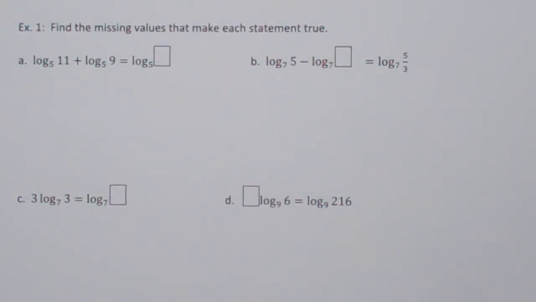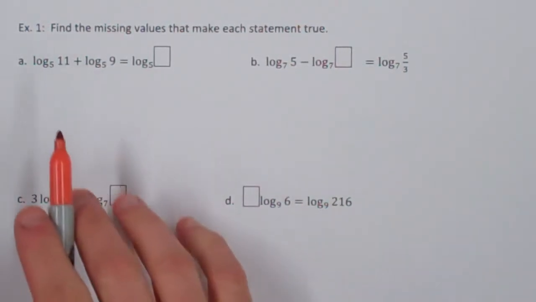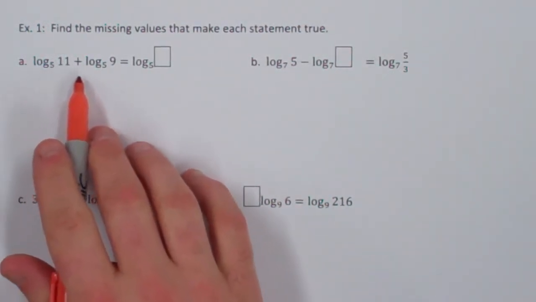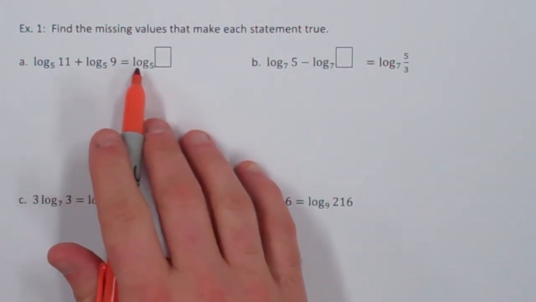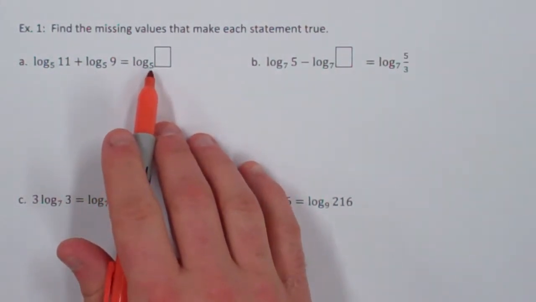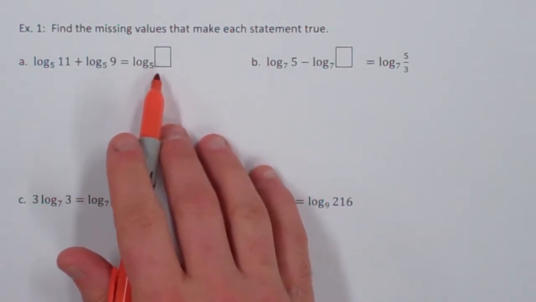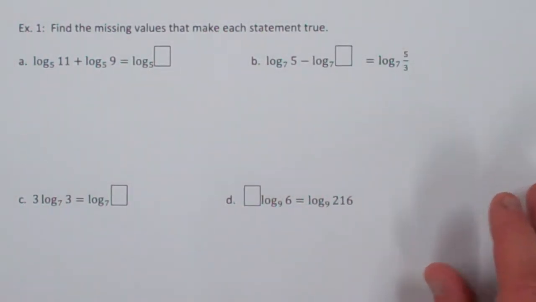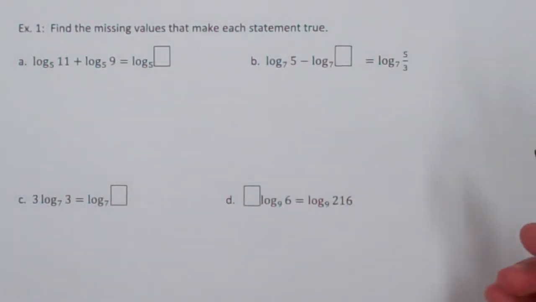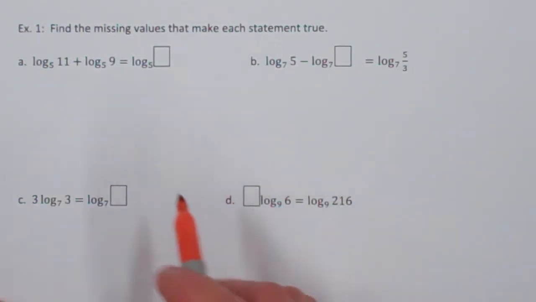In this first example, we're asked to find the missing values that make each statement true. For part A, on the left-hand side, we have two logs with the same base, and we're adding those logs together. On the right-hand side, we have log base 5 of some value. One of the things that you can try to do with these different types of problems is apply the laws of exponents, or of logarithms, which really are the same as the exponents.